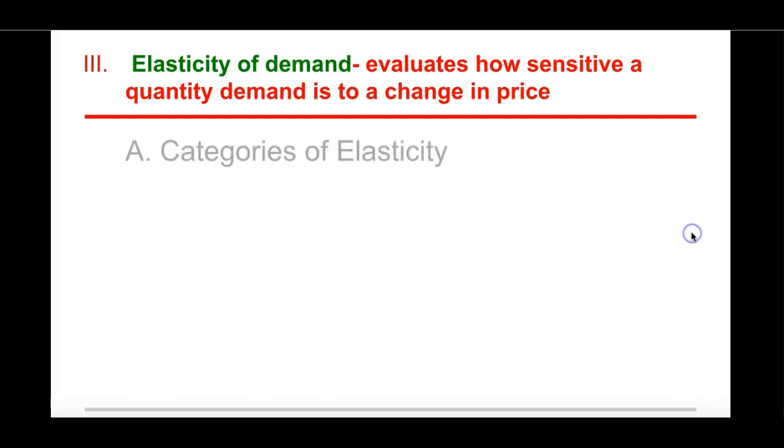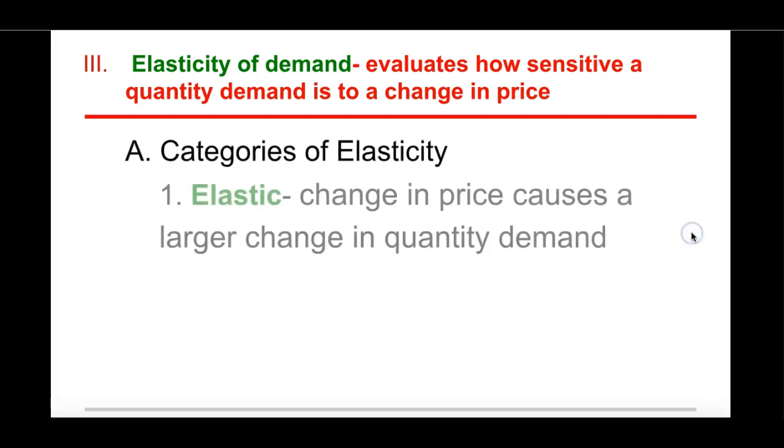So there's three categories of elasticity. The first category is what we call elastic, and you can kind of think of it like a rubber band where it's going to react a lot. It's going to stretch a lot. Okay, so an elastic demand means a change in price causes a large change in quantity demand. So people are going to react a lot. They're going to flip out.